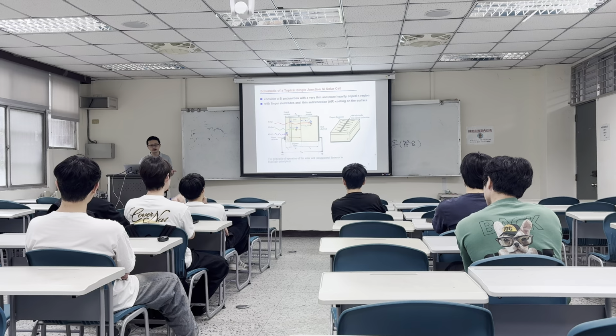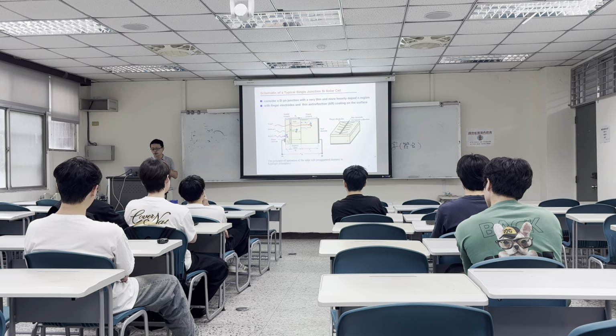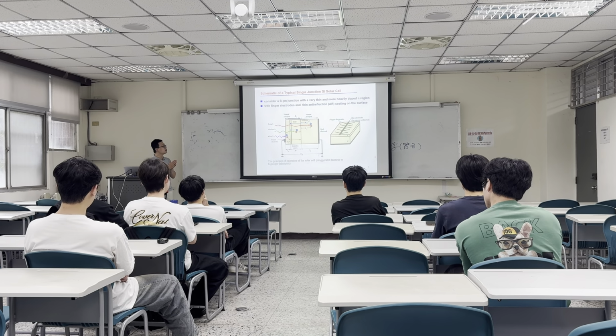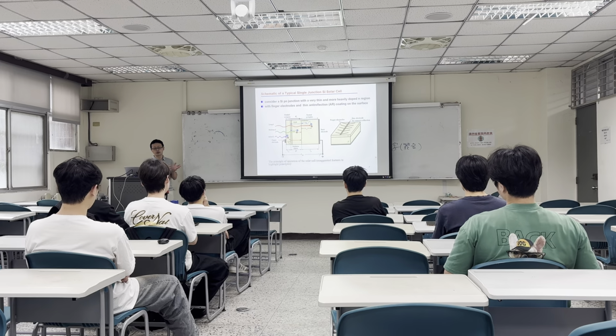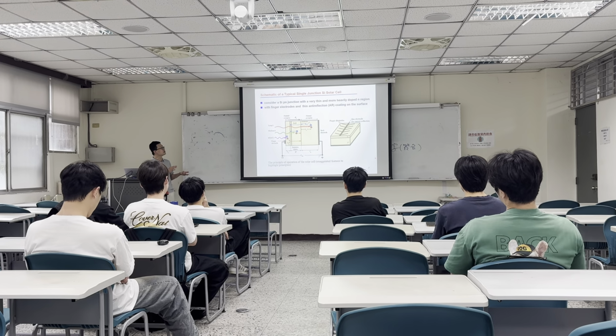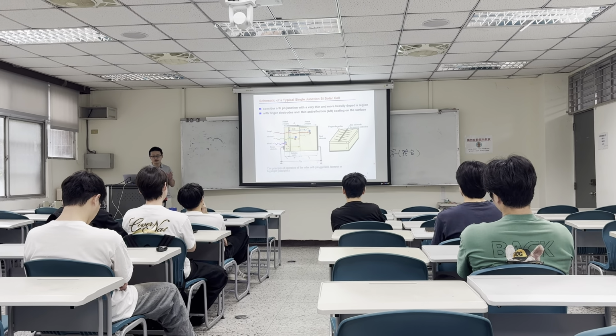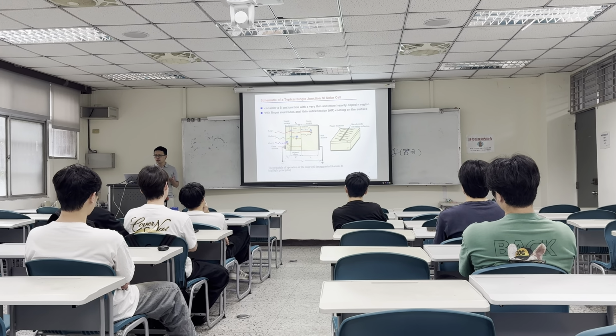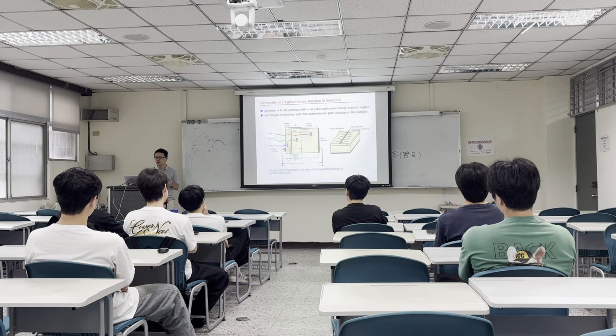This slide is about the schematic of the typical single junction silicon solar cell. We just use this one as an example to show the structure of the silicon-based solar cell, which is considered as a silicon PIN junction with a very thin N-pass layer and heavy doped P region. The heavy doped N region is at the top and the P region at the bottom.